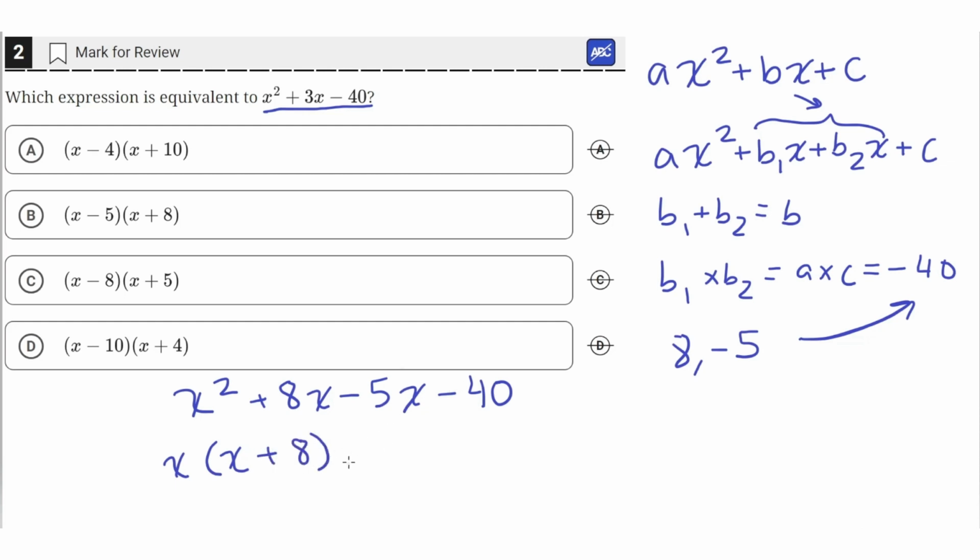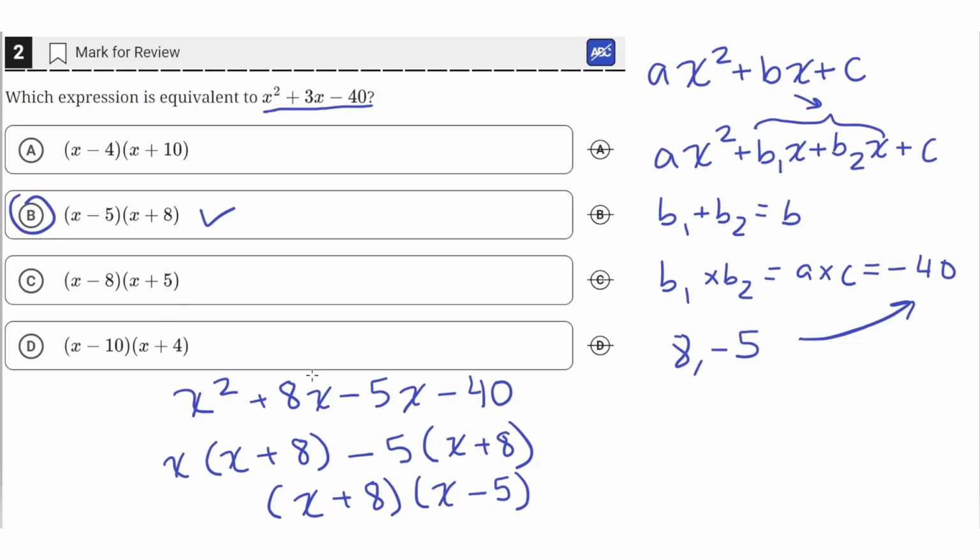And for the second 2 terms, we can factor out a negative 5. Now we see that the quantity x plus 8 is common to both of these 2 terms here. So we can take out an x plus 8 common from both. And so then we're left with this expression right here, which is equal to answer choice B. So answer choice B is correct.